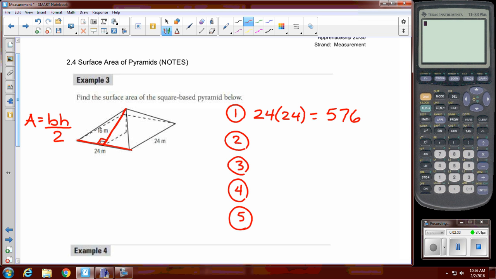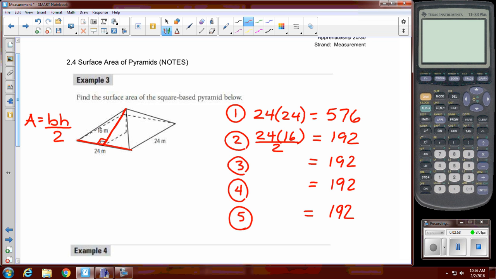It says it's 16. So the area of any one of those triangles is the base, which is 24, times the height, which was 16 on that triangle, divided by 2. So if I do that calculation, I get 192 square units. The nice thing here is every other side on this pyramid is 192 as well. They're all the same triangle.